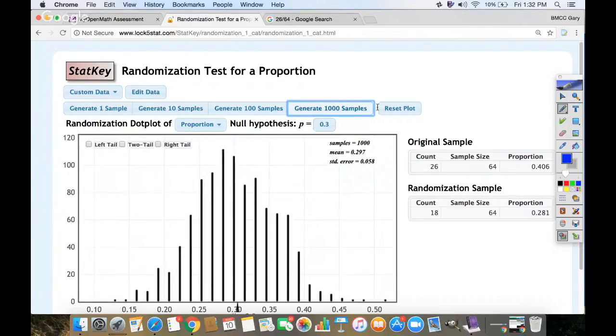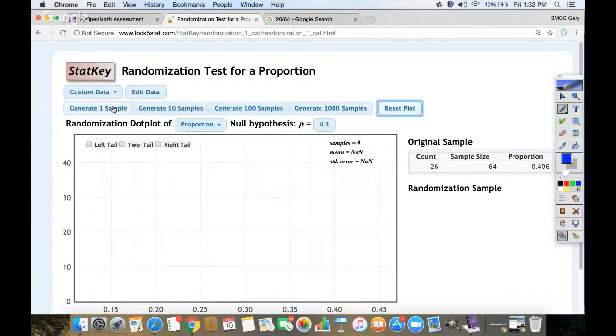So remember, what does it mean to do that? Every time I hit generate a sample, 10 samples or 100 samples, this group of 64 is reshuffled as a deck, and then we pick one up, we look at it. Was it an up stock or a down stock or a stay the same stock? And we make a note.